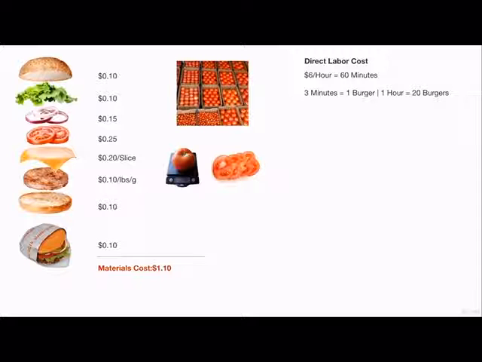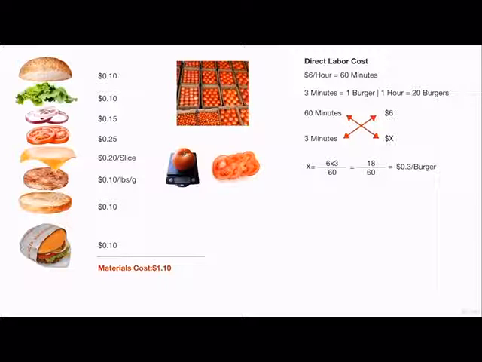To calculate the labor cost of making one burger is only a matter of simple algebra. For 60 minutes, it costs $6. For 3 minutes, it costs X amount. Now it's only a matter of simple cross multiplication. X equals 6 multiplied by 3 divided by 60, which equals 18 divided by 60, which equals 30 cents per burger. Feel free to use the same formula and change it with your numbers.